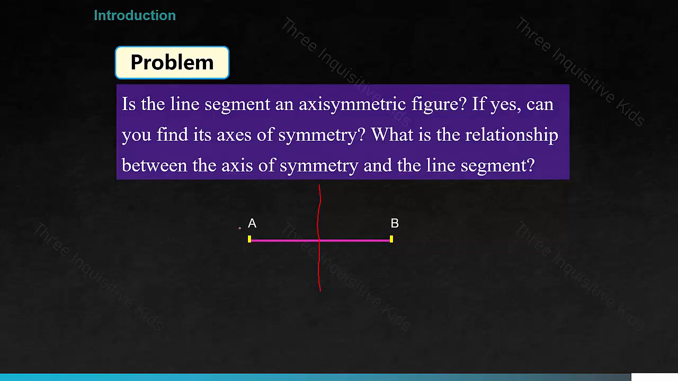Well, the answer is no. A line segment is an abstract figure, and it's only supposed to have a length. It's not supposed to have a width. I want you to think about the relationship between the axis of symmetry and the line segment itself throughout the rest of this lesson. Maybe at the end of this class, we will be able to answer this question.